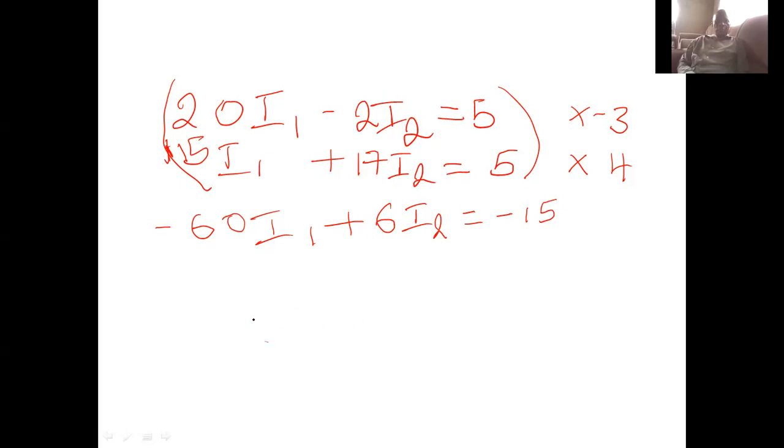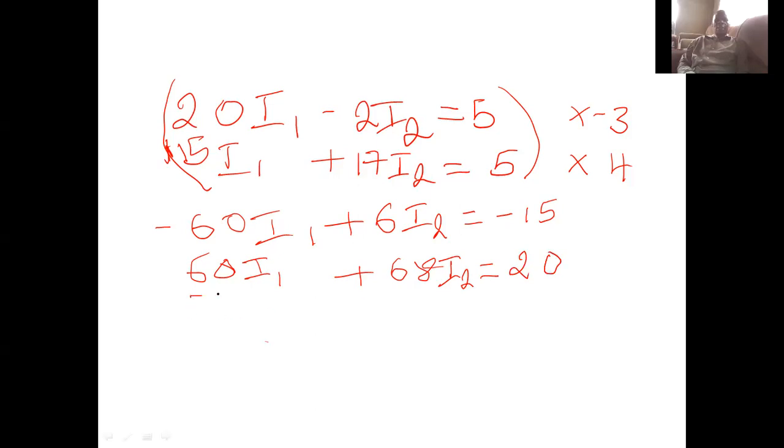And when we multiply 4 times 15, it gives us positive 60 I1, plus 4 times 17, that is 68, positive 68 multiplied by I2, which is equal to 4 times 5, which is positive 20.